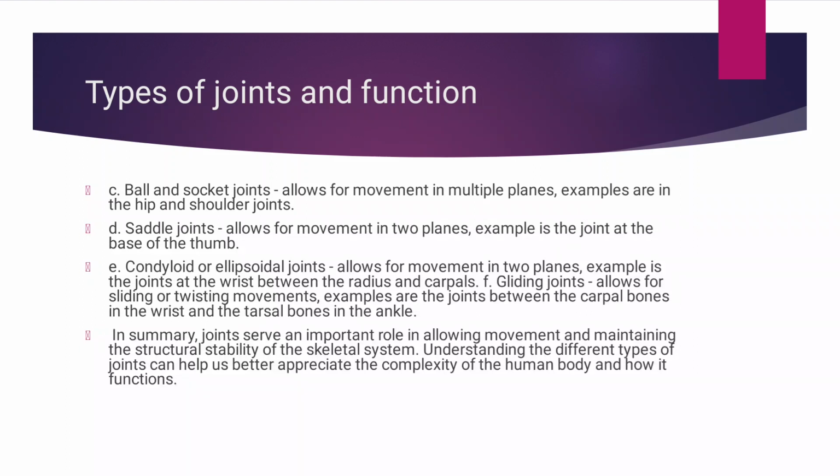Then saddle joint, it allows movement in 2 planes. Example for this joint is at the base of the thumb. Then condyloid or ellipsoidal joint, it allows movement in 2 planes. Example, the joints at the wrist between the radius and carpals. Then the next thing is gliding joint, which allows sliding or twisting movement. Examples, carpal bones in the wrist and tarsal bones in the ankle.